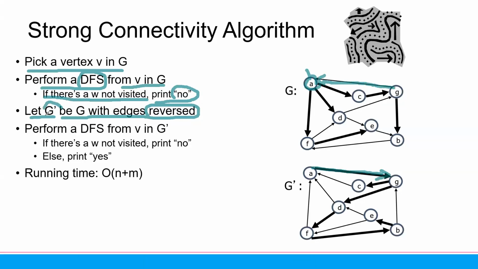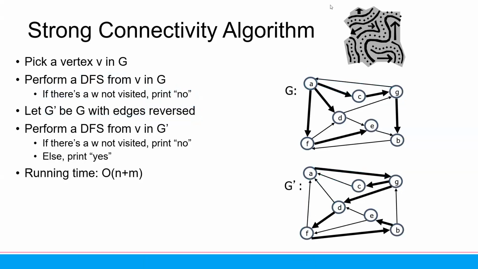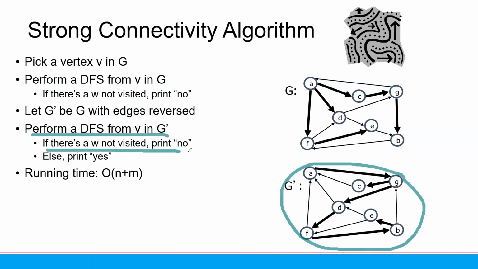So G prime is the reverse. You can see this one is toward C from A, and this is the reverse. This is also the reverse. This is also the reverse. And then perform a DFS from V in G prime. Again, we will do the DFS with this G prime. If there is a W not visited, print no.